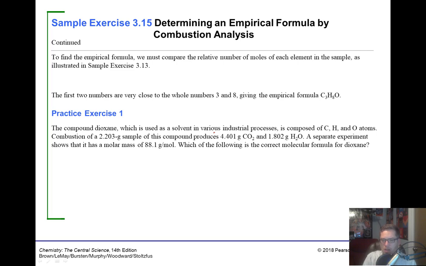All right, so the compound dioxane, which is used as a solvent in various industrial processes, is composed of carbon, hydrogen, and oxygen. Okay, it says combustion of a 2.203 gram sample of this compound produces 4.401 grams of carbon dioxide and 1.802 grams of water. And then they found its molar mass to be 88.1 grams per mole. All right, so we need to figure out what the molecular formula is for dioxane, given all this information.